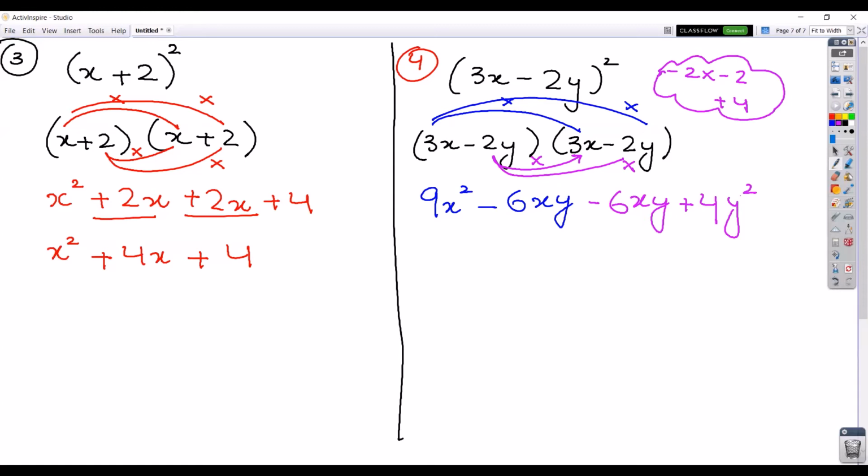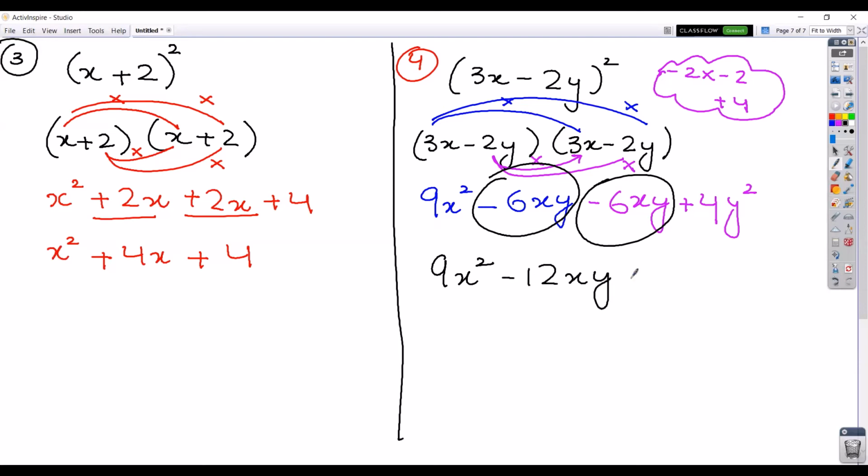Once we expand the bracket, the next step is to do the simplification if possible. So I'm going to start with the first term. The first term I'm having is 9x squared. We don't have any other term with x squared, so it would stay the same. We are having two terms with the same variable. So it's minus 6xy and then again minus 6xy. So when you combine them, that would give minus 12xy. Plus, we don't have any other term with y squared, so we're going to keep that the same, which is 4y squared.